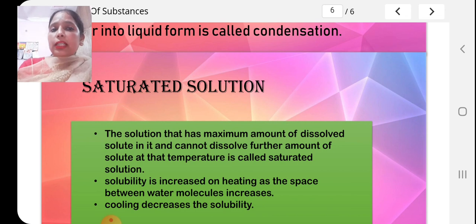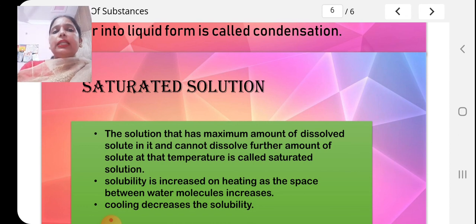The solubility of a substance increases on heating as the space between the water molecules increases. If we heat a saturated solution, then we can dissolve some more solute in it. It means heating increases the solubility, and cooling decreases the solubility. On decreasing the temperature, the solubility will decrease.